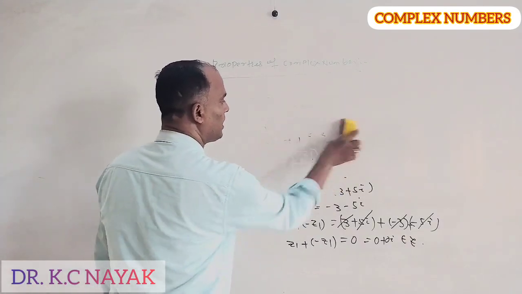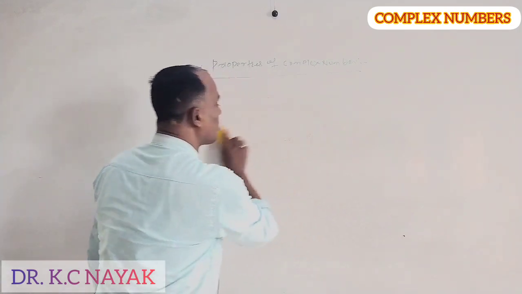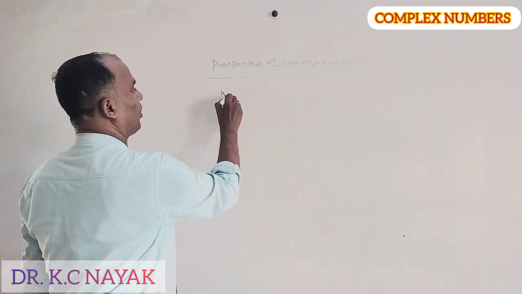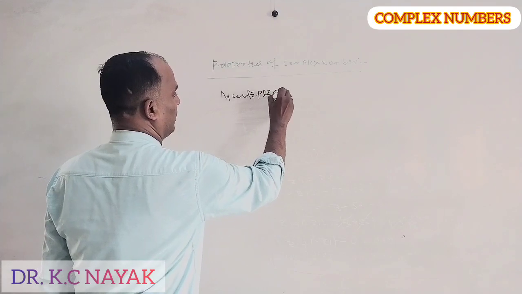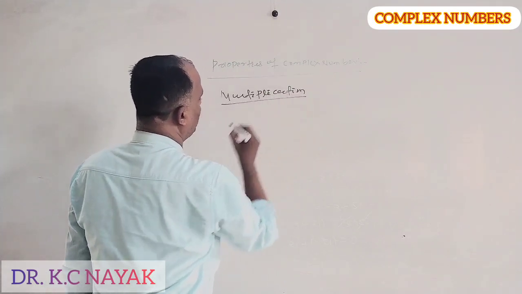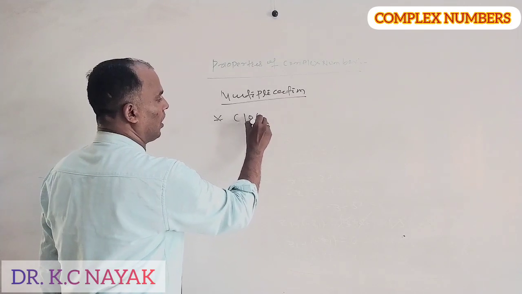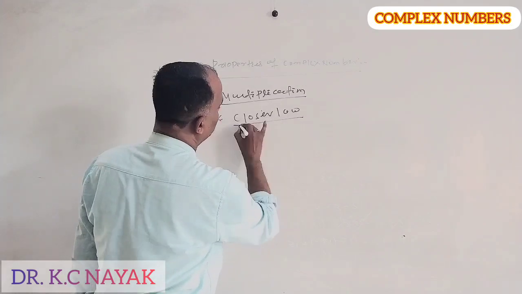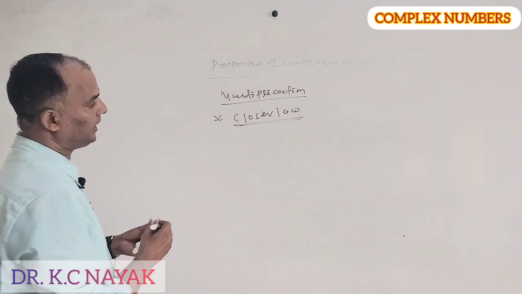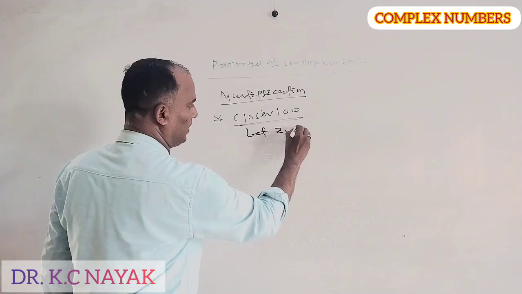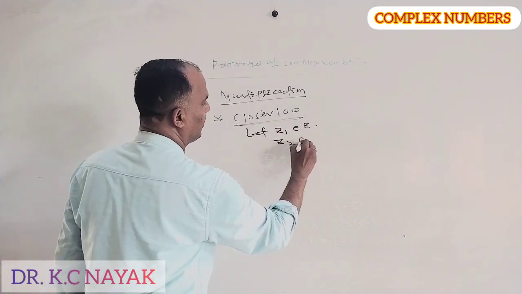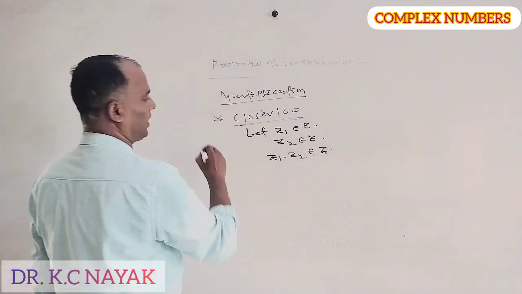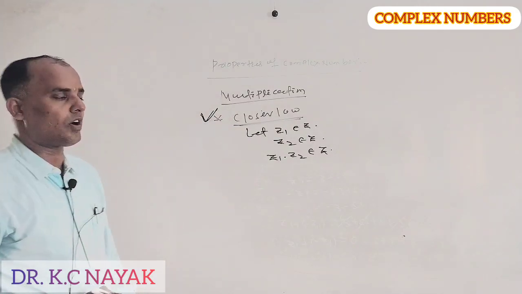After completion of addition, we again justify the properties, now for the multiplication operation. In multiplication, similarly, I have a closure law. What is that closure law? Just see, let Z1 belong to Z and Z2 belong to Z, then Z1 into Z2 also belongs to Z. That law is the closure law.